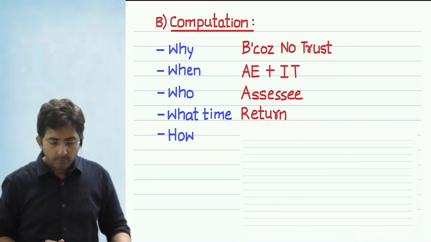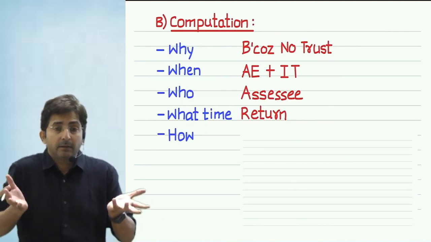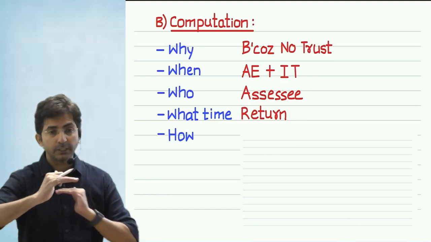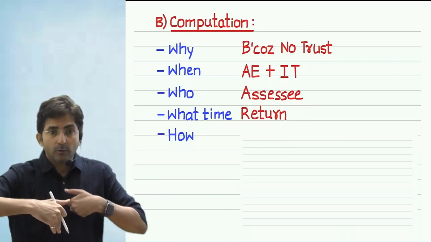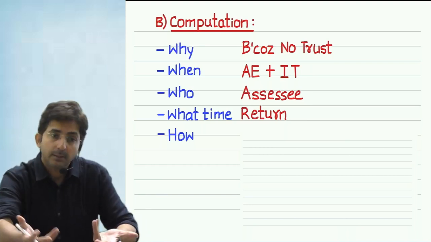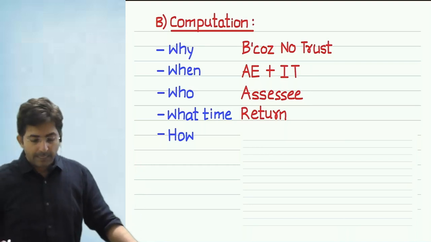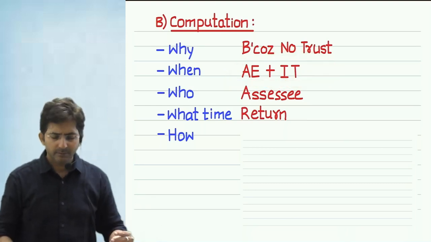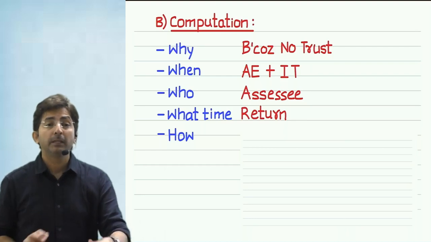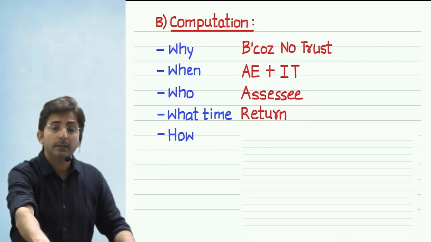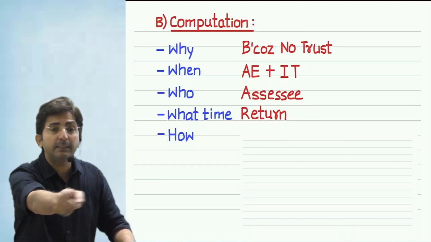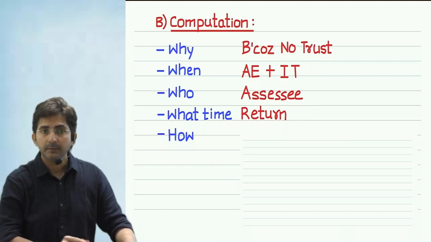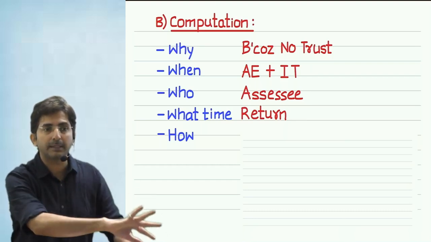Then when, under what circumstance? Whenever you are having an associated enterprise and with whom you have entered into an international transaction, then you have to compute ALP. That means if these conditions are not satisfied, there is no ALP headache. Next, who has to compute ALP? It is the duty of the assessee only. The assessee who has entered into an IT with AE. You understood the short form? IT with AE means international transaction with associated enterprise.